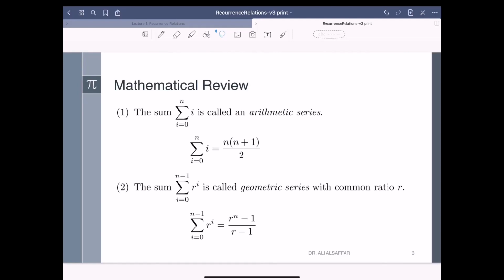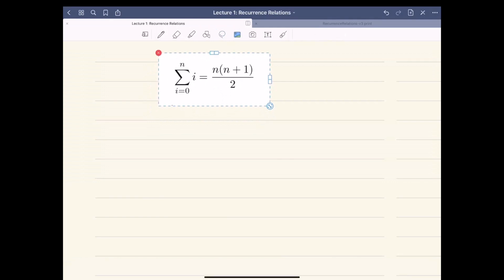The first two equations that we need to understand are the geometric series and the arithmetic series. So what are these series? The first series is the arithmetic series, and why do we need a closed form formula for the series? So this is our series.